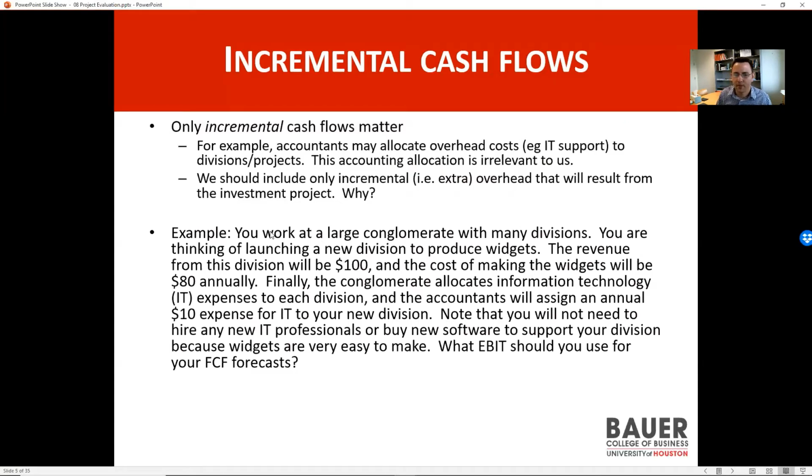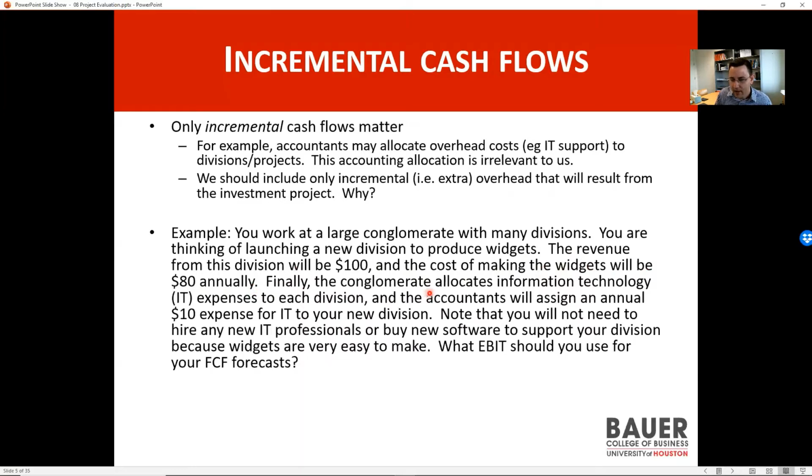So let's go through an example of this accounting issue. You're going to work at a large conglomerate with many different divisions. And let's say you're a VP and you're thinking of launching a new division to produce widgets, right? Widgets, I don't know what those are. These are just the standard economic example of things that you produce that are easy to make. Okay, so when you make this stuff, the revenue will be $100, and the actual cost, the physical cost of making the widgets, will be $80 annually.